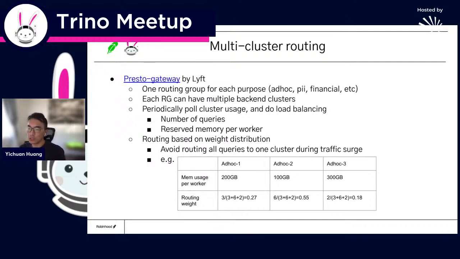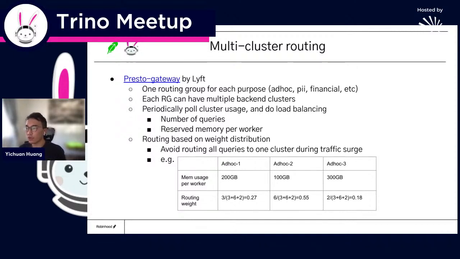And the other thing to note here is that we are routing based on a weight distribution instead of naively saying, hey, I see this cluster 1 has fewer queries running, so I just redirect the next 100 queries all to that cluster. We are doing that to avoid routing all the queries to one cluster during a traffic surge.